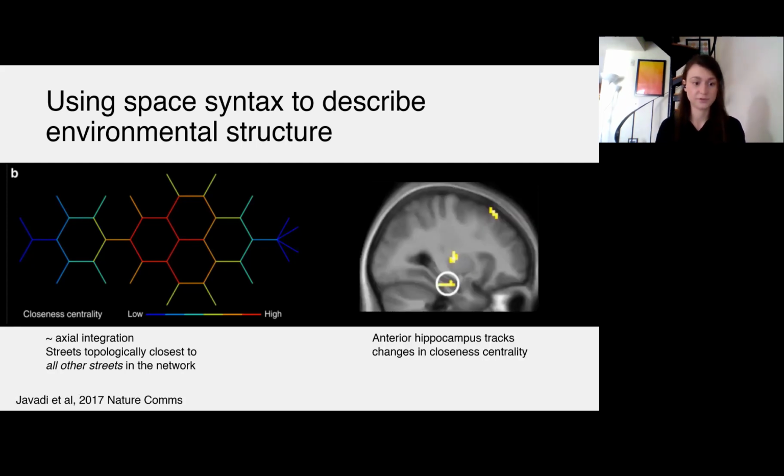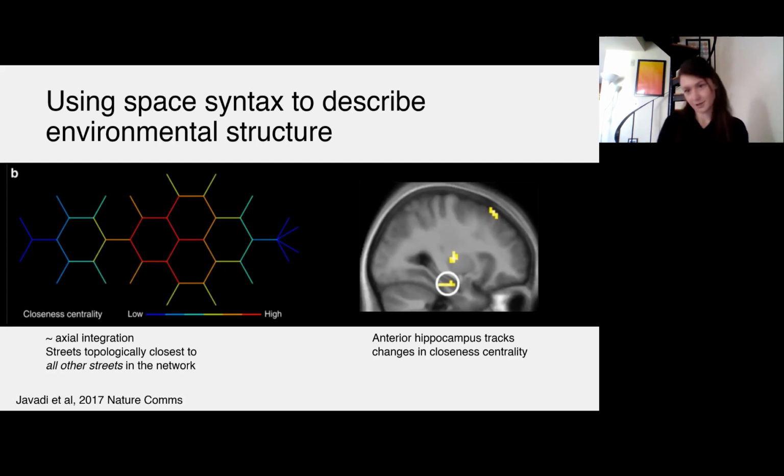And so what they observed previously was that the anterior hippocampus actually tracked changes in this closeness centrality measure as participants were navigating in an area of Soho in London.